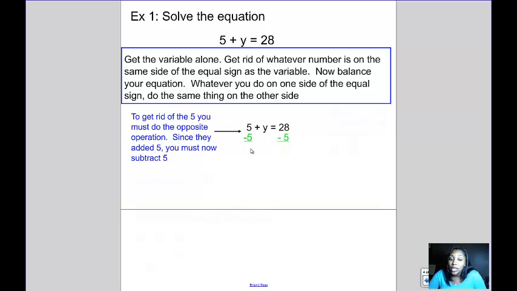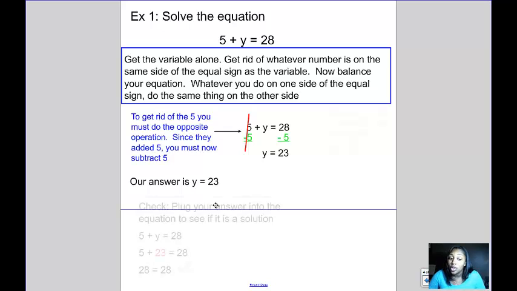Now 5 minus 5 gives us 0, so we can actually cancel this out. So we're going to cross them out. And that leaves us with y. And then on the other side, we're going to subtract 5 from 28, and that leaves us with 23, which tells us that y equals 23. So in order for this equation to be true, y would have to be equal to the number 23 because we want both sides to equal the same thing. So now we know that y is 23.